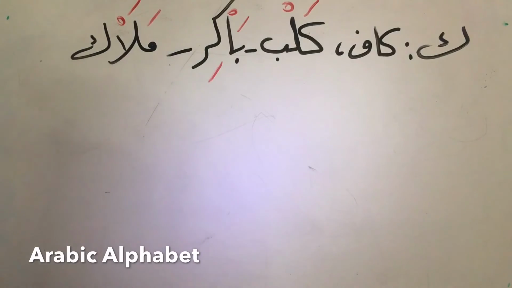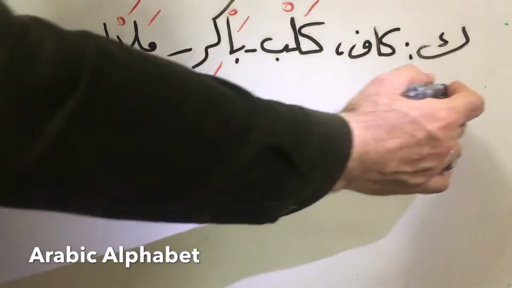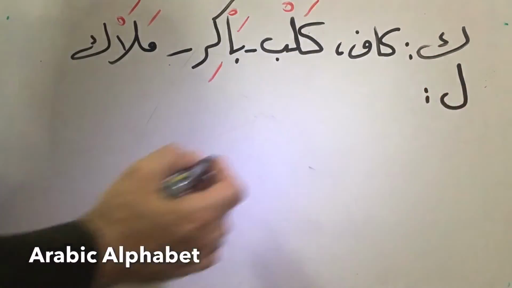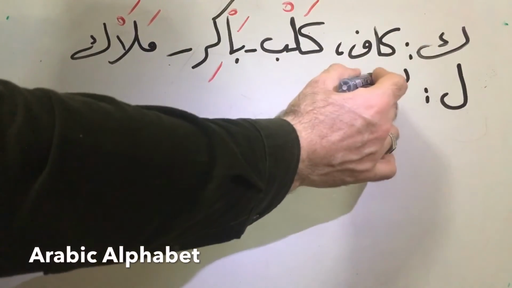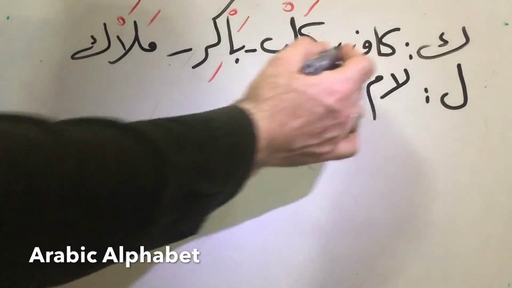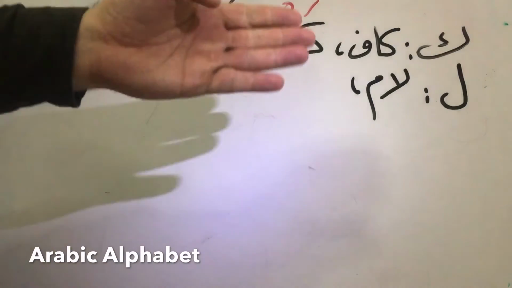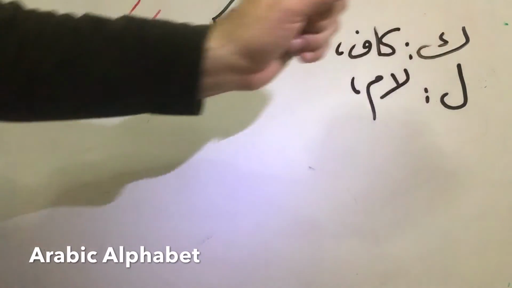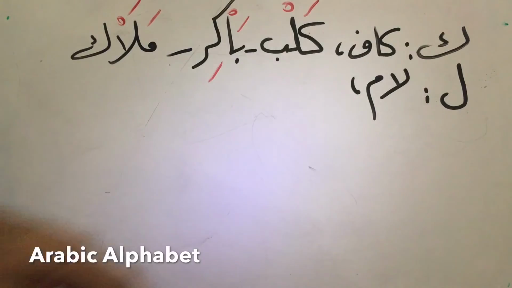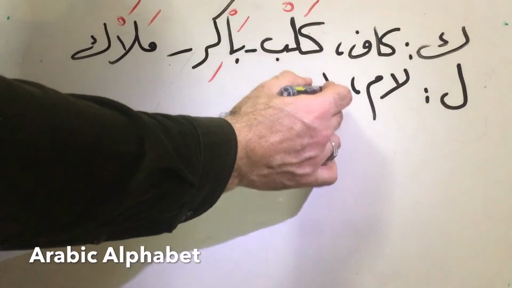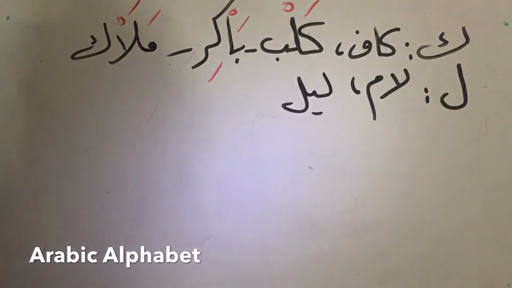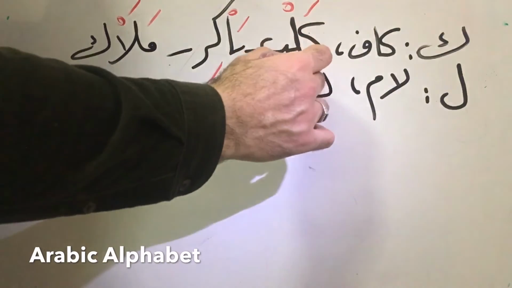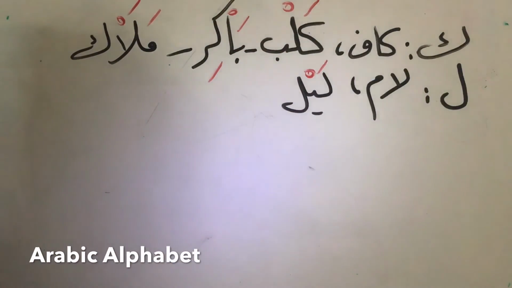The next letter is lam. Lam. It is similar to kaf, but we don't have hamza on lam. At the beginning of the word, we have an example like layl. Lam fatha, ya sukun. Layl means night.